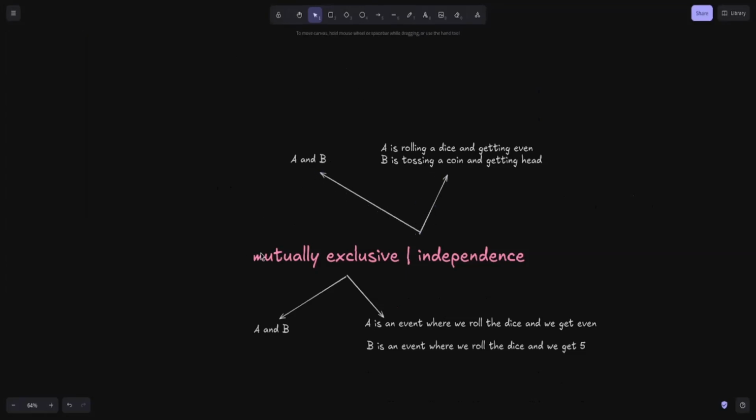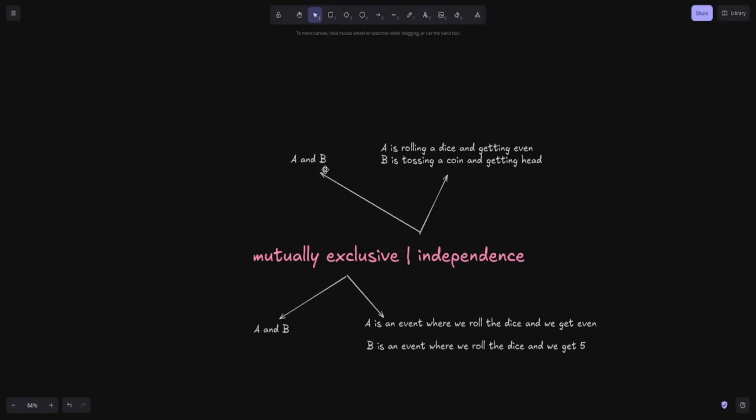That is the main difference. These two terms are very much confused between people. So mutually exclusive basically means two events that can never happen simultaneously. And independence means, see, it can happen simultaneously. I can roll a dice and toss a coin at the same time, but both of those events are not dependent on each other. As in, the result of A does not influence the result of B. That is the simple difference between mutually exclusive and independence.